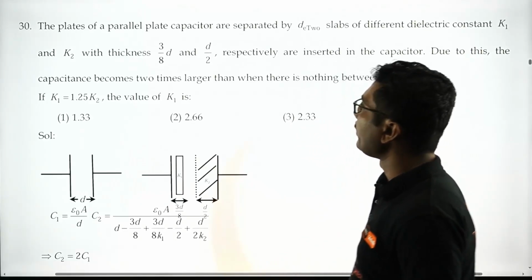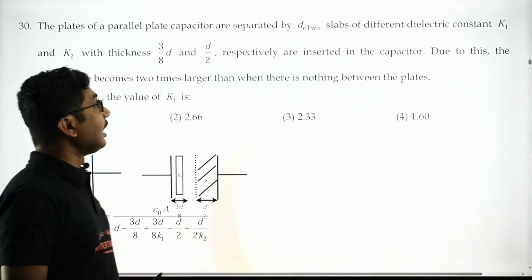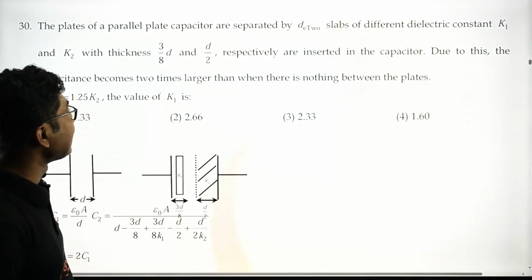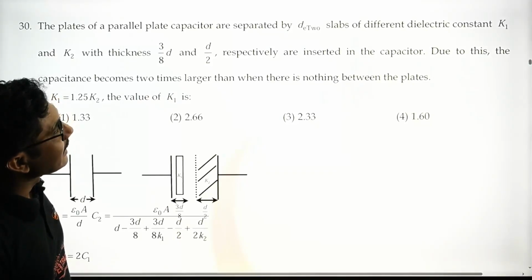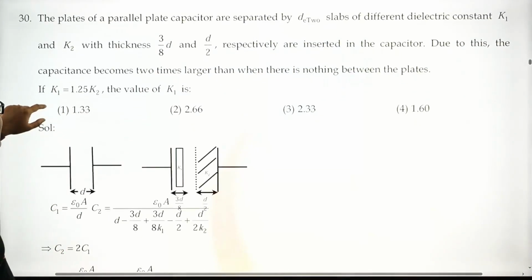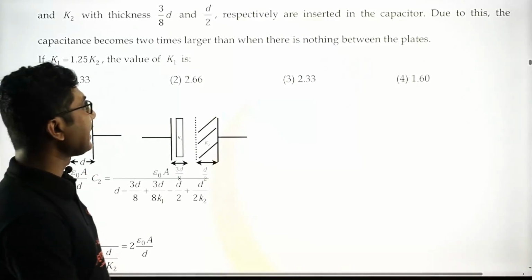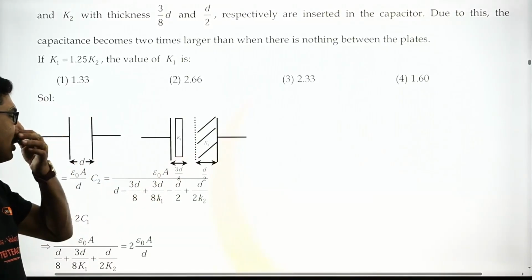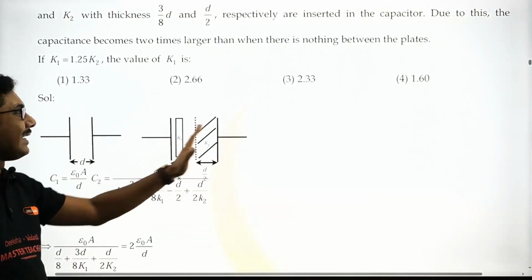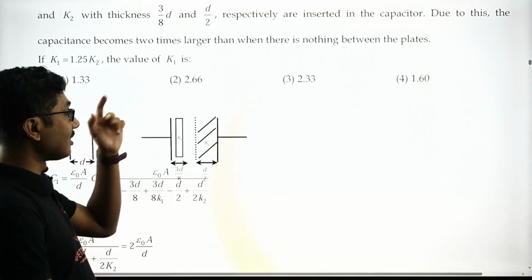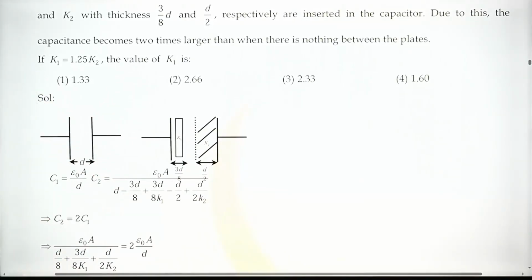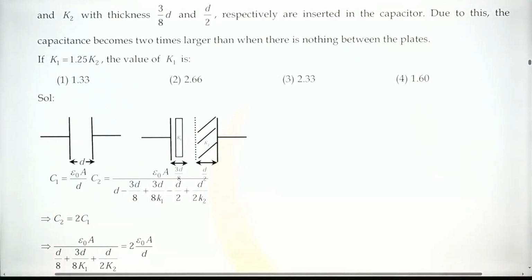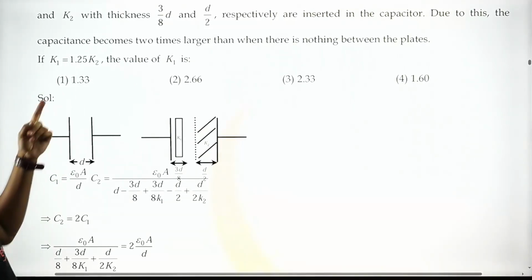Now let's see. The plates of a parallel plate capacitor are separated by a distance d, and two slabs of different dielectric constants K1 and K2 with thickness 3 by 8 d and d by 2 respectively are inserted in the capacitor. Okay, so you have two dielectric slabs of different thickness, obviously not covering the entirety of the capacitor. Due to this, the capacitance becomes 2 times larger than when there was nothing between the plates. If K1 is 1.25 K2, the value of K1 is.